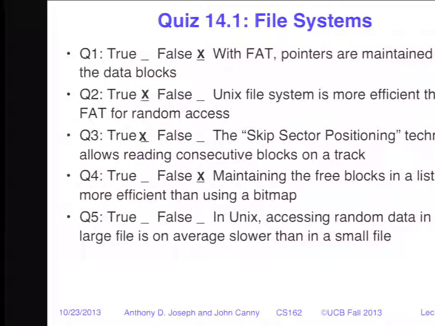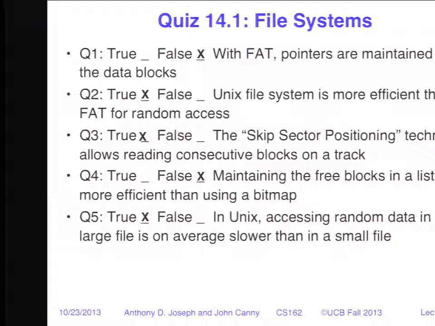And our last question. In Unix, accessing random data in a large file is on average slower than in a small file. How many people think that is true? Okay, and how many people think that's false? Okay, that is indeed true, right? Because for a large file, we're going to have to read through this hierarchy in order to figure out where the actual data block is located. In a small file, that's all going to be cached in memory because that's all going to be in the file header.